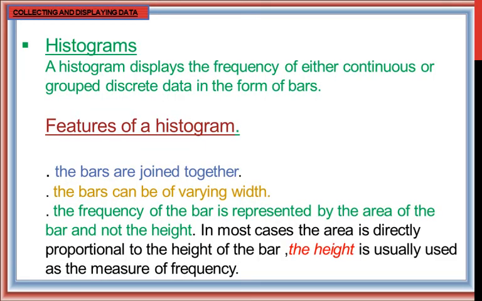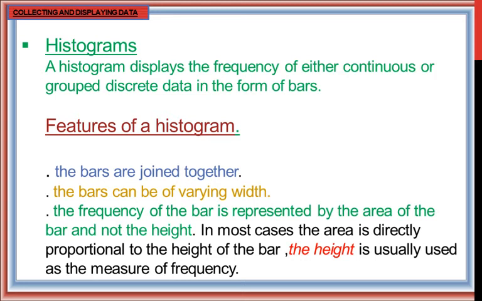Now we are going to the third method of displaying data: histograms. I already told you, if the data is continuous or grouped data, then you can represent it using a histogram. A histogram displays the frequency of either continuous or grouped discrete data in the form of bars. What is grouped discrete data? I showed you when I was explaining the frequency table. In the second frequency table, we saw grouped discrete data.